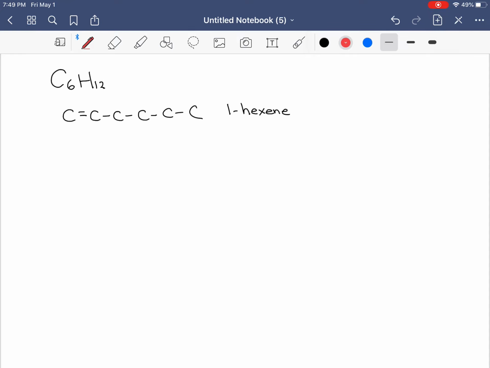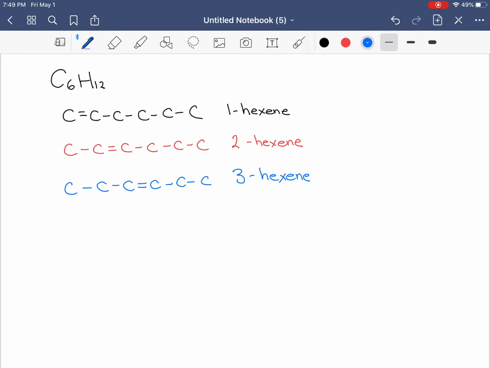Okay? We have another hexene. But this time, this is a 2-hexene, because the double bond is between carbon 2 and carbon 3. And we also have 3-hexene, because the double bond is between carbon 3 and carbon 4. 4-hexene? I don't think so. All right. Hopefully you guys got these 3. Now let's put some side groups into this.